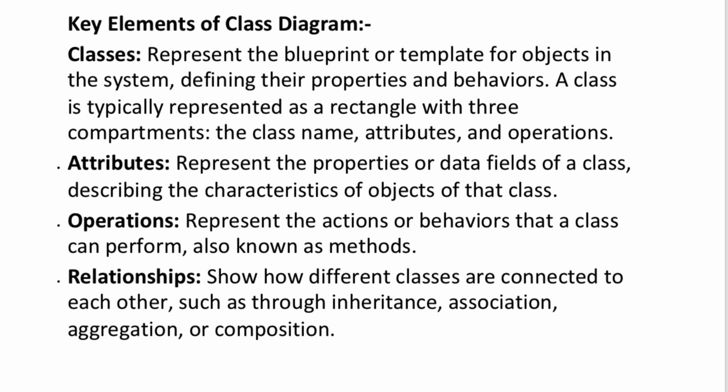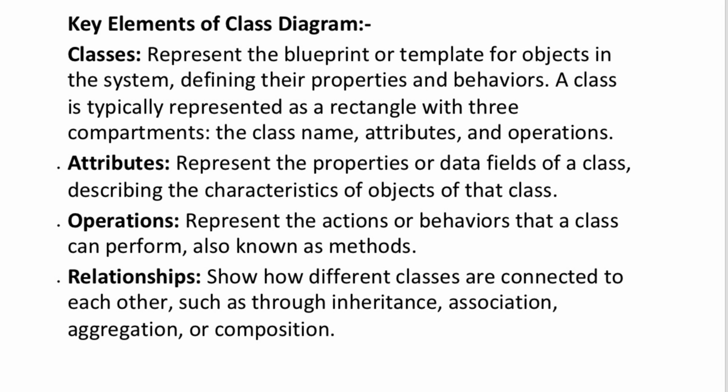The key elements of a class diagram are: first, classes, which represent the blueprint or template for objects in the system, defining their properties and behaviors. A class is typically represented as a rectangle with three compartments: the class name, the attributes, and the operations. Second, attributes represent the properties or data fields of a class, describing the characteristics of objects of that class. Third, operations represent the actions or behaviors that a class can perform, also known as methods.